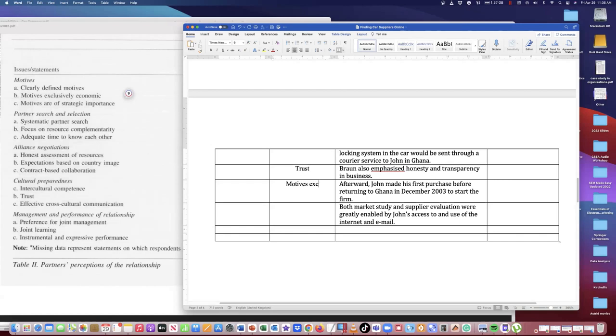How about defined motives, since that's the reason why you went there? How about defined motives, since that was your main concern why you went to the UK? Yeah, but market study and supply management. It's an economic motive and a strategic one too.